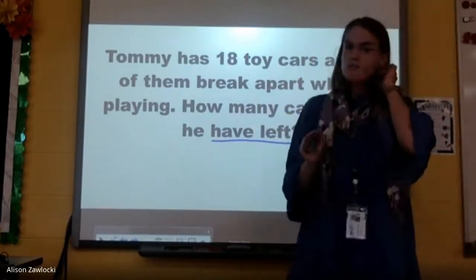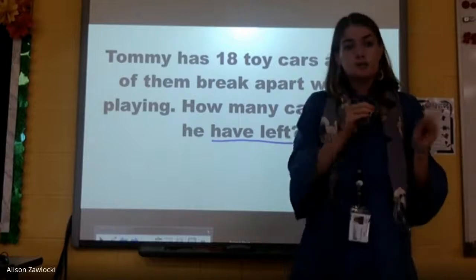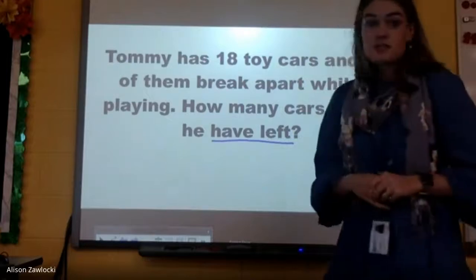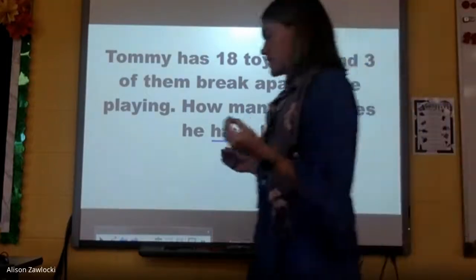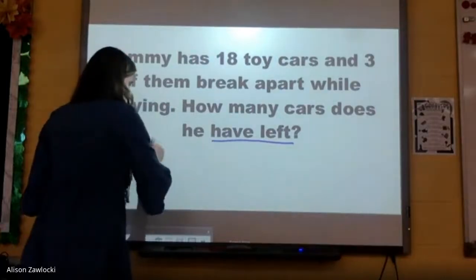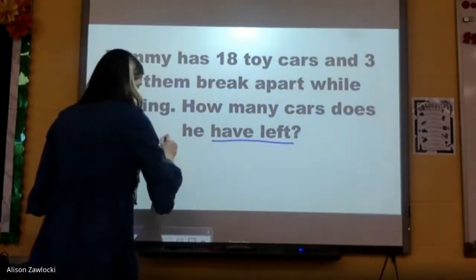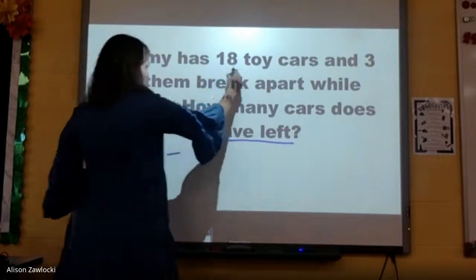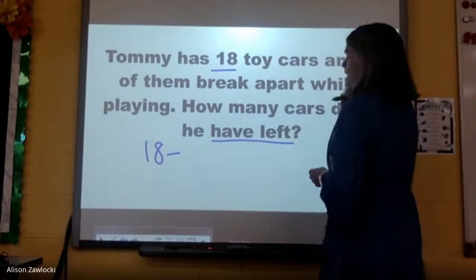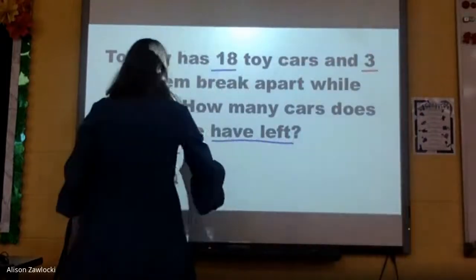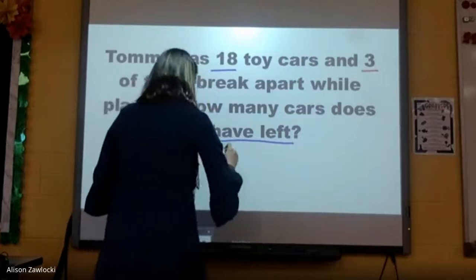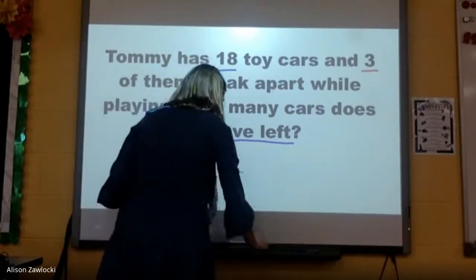You're just going to watch me do this one, but then we will do the next one in our notebook together. So this is subtraction. In a subtraction problem, I always know I start with my biggest number. So I'm going to start my number sentence. 18, take away, how many? 3. 3 equals what? We need to find out how many it equals.